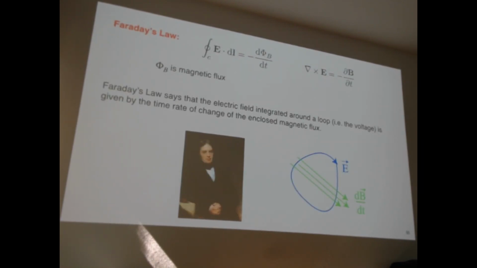Faraday's law: if I integrate the electric field along a circuit, that's equal to the negative time rate of change of the magnetic flux. Okay. So if I've got a changing magnetic field and I take a circle around it, then the electric field around that circle is defined by Faraday's law.